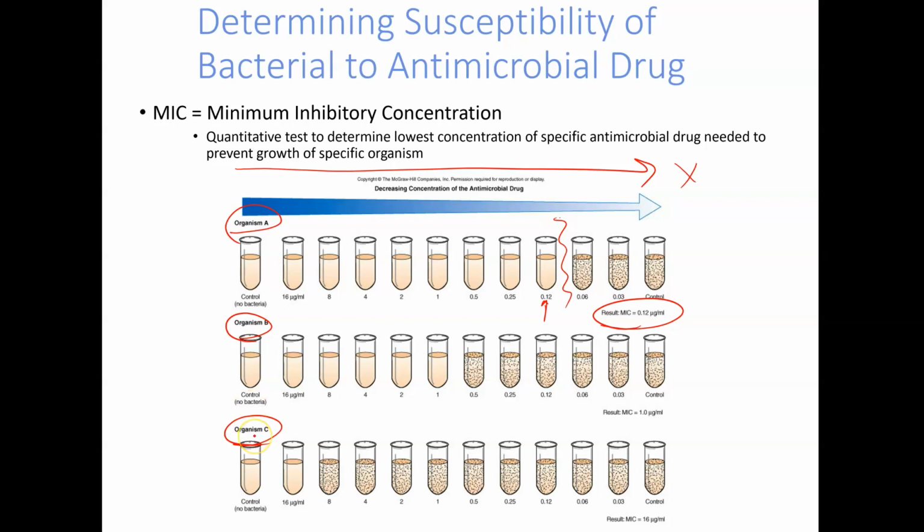Same approach for organism B and C. We can see that the MIC for B is 1 microgram per milliliter, and for C, it's quite high at 16 micrograms per milliliter. So this particular antimicrobial drug X is most effective against A, B, or C? A, because remember, we're looking for the lowest amount of drug that has a therapeutic effect. And in this case, do we know if this is bactericidal or bacteriostatic? We have no idea, right? All we know is that the bacteria aren't growing. So we don't know if it's directly killing the bacteria or preventing them from growing.